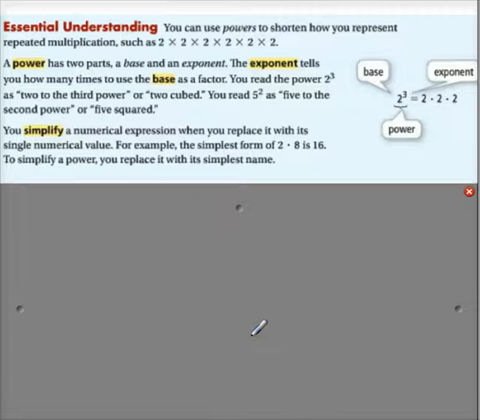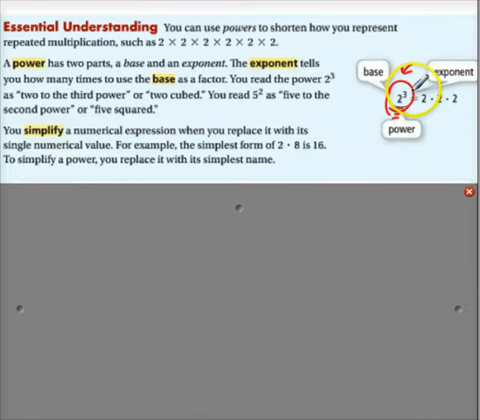All right, before we get into our PEMDAS, we're going to talk a little bit about exponents or powers. We use powers to shorten how we represent repeated multiplication. Instead of writing 2 times 2 times 2 times 2, we can use an exponent to simplify that. Now a power has two parts. It's important to know this. This whole thing right here is the power, 2 to the third power. There's two parts: the base, which is the 2, and the exponent, which is 3.